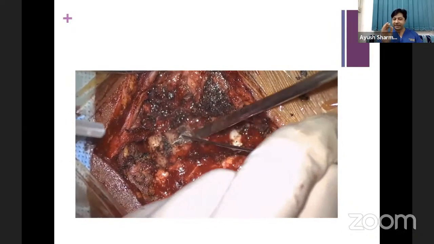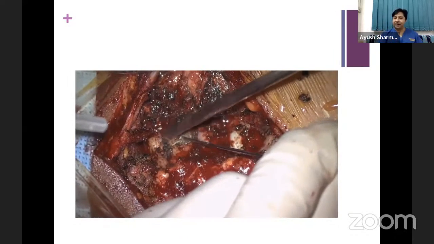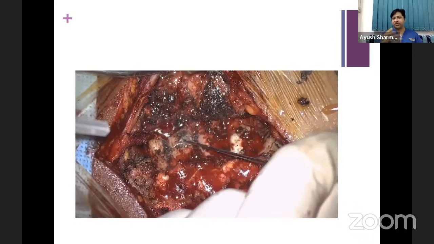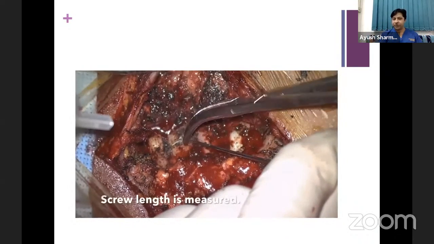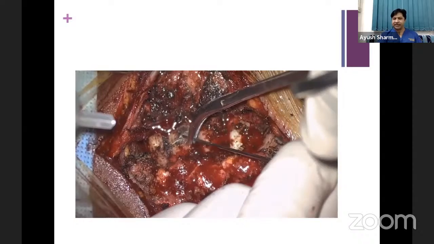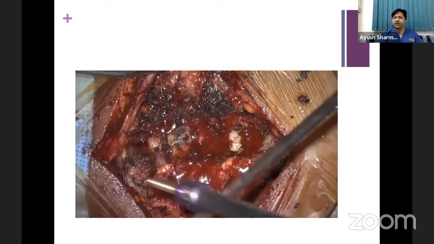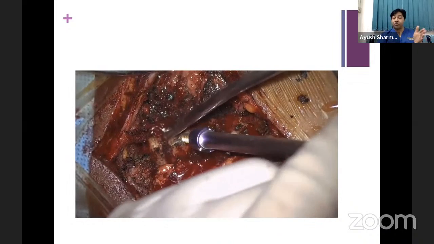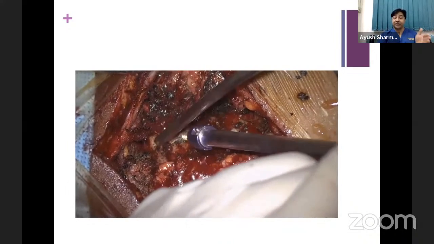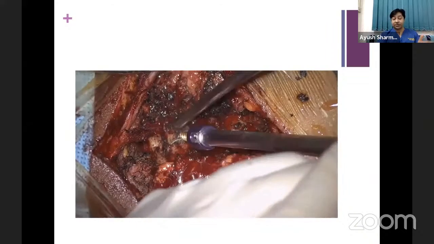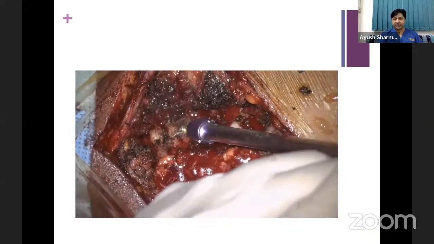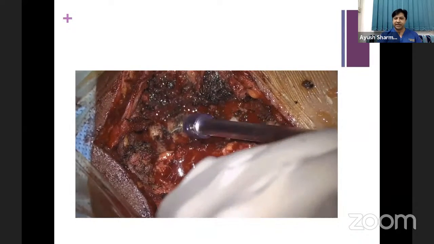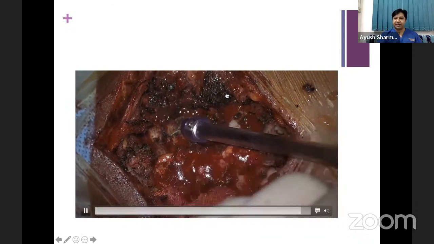And once you have done that, you can again reconfirm your length by using the same probe to know the length of the screw which you want to put in. And this was, I think, 14 or 16 mm, which is what normally you will get. And if you use a steeper trajectory, you can go even up to 18 mm in case of a lateral mass screw. So this is the screw being put, and just for the demonstration's sake, we'll again check the angle.